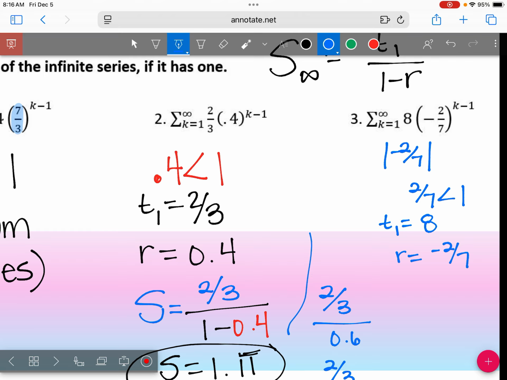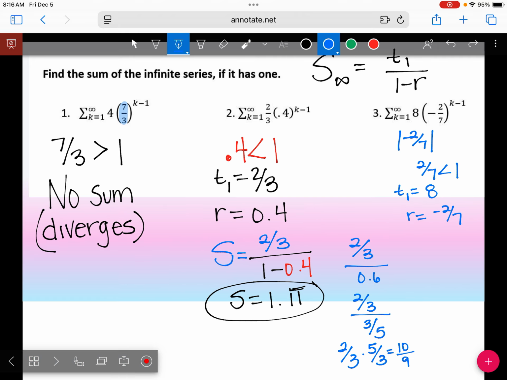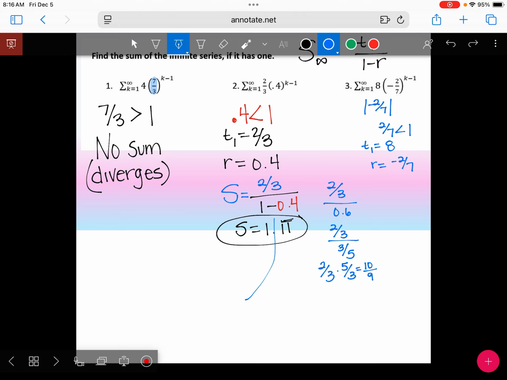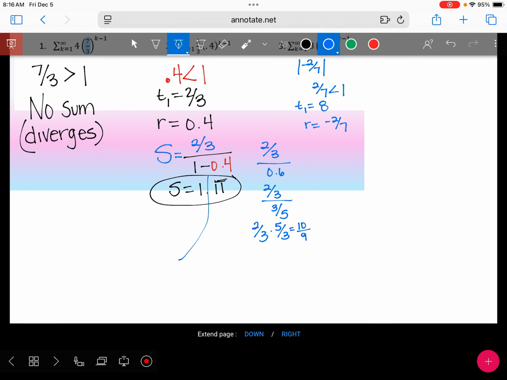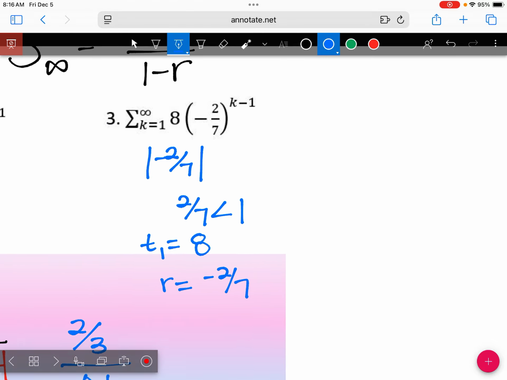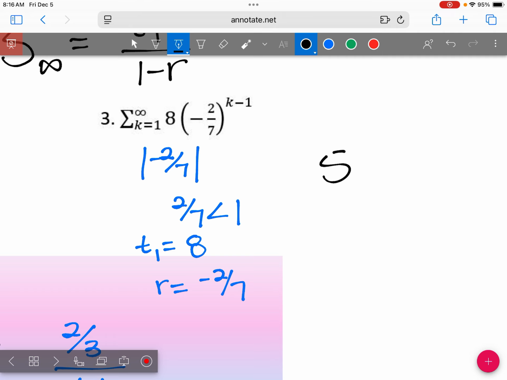So T1 is 8. R is negative 2/7. So let's go ahead. Hold on, let me get some more space. All right, so the sum is going to equal 8 divided by 1 minus negative 2/7. Now, you can change that to a positive because the 2 over 7 doesn't have an exponent. So you could change that to 8 divided by 1 plus 2 over 7.